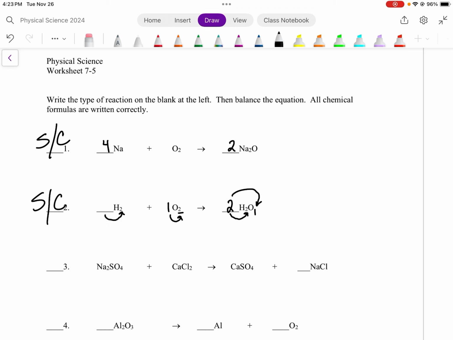So I come over here. What number times 2 is going to get me to a 4? Well, that would be a 2. And there's our balanced chemical equation. So again, I'll get rid of the stuff that I don't need. There's our balanced chemical equation.